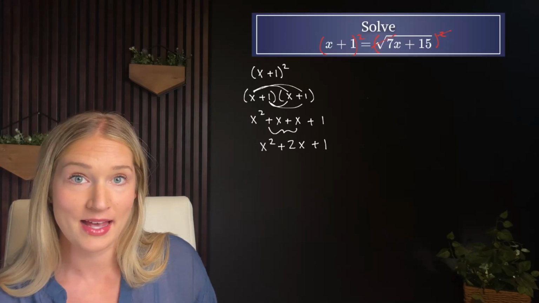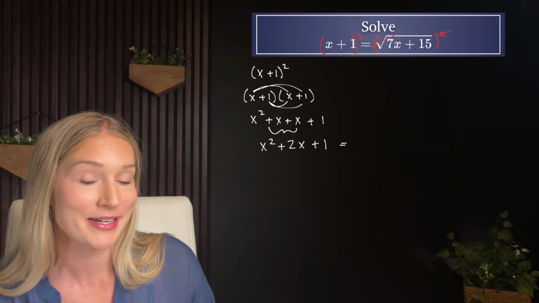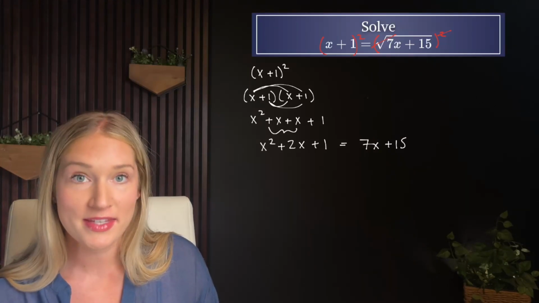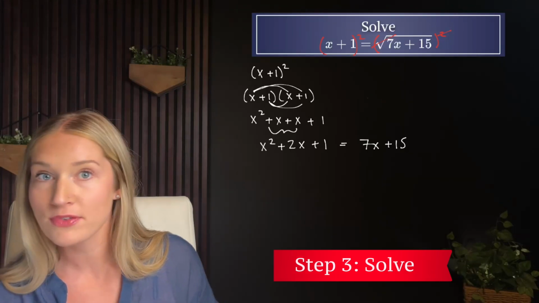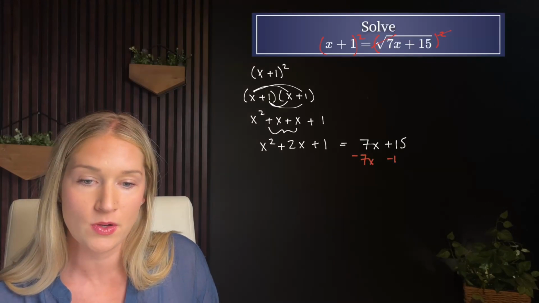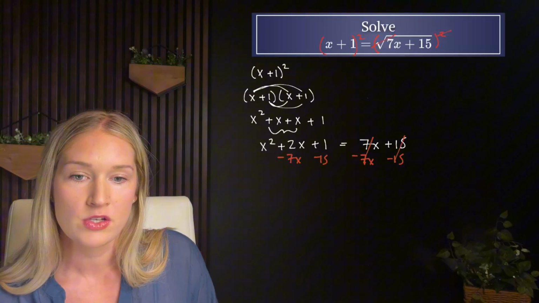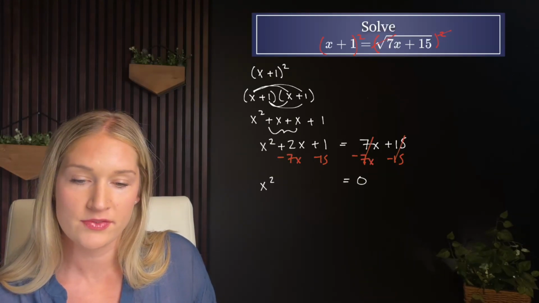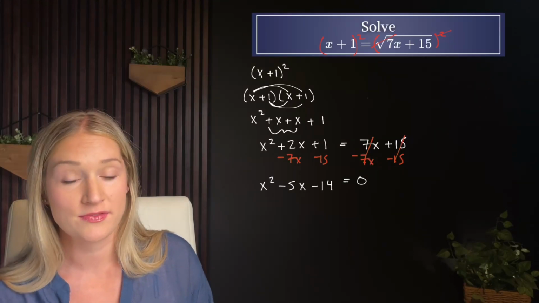On the right-hand side, I eliminated my radical, so all I have is what's underneath. We call that the radicand, and that is 7x plus 15. So at this point, there's a quadratic equation, which means I'll start by getting everything over to one side, so I have 0 on the right, and then I will solve from there. I subtract my 7x and my 15, so that there is nothing on the right, and on the left, I have my quadratic that I'm going to try to factor.